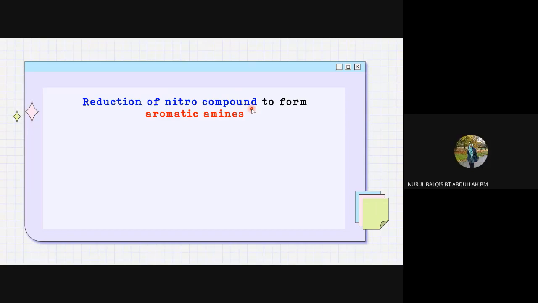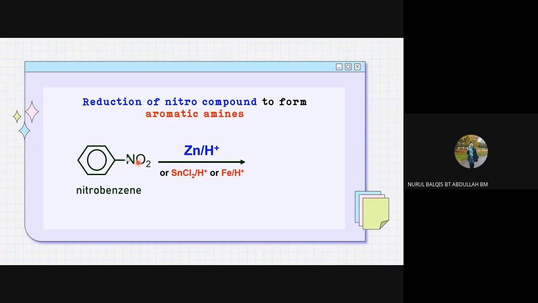Yes. Okay, so the nitro compound here, the nitrobenzene. Okay, kita akan undergo reactions with zinc hydrogen plus, okay, the catalyst lah. Or you can also use SnCl2 and hydrogen plus or Fe, NH plus. Okay, so ini adalah dia punya conditions, either or, tak kisah antara salah satu, jangan tulis tiga-tiga. Okay, bila ada these conditions, this NO2 will immediately be reduced to become NH2.